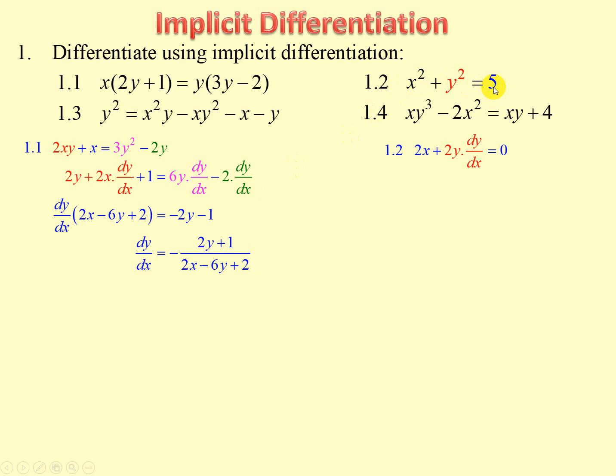Derivative equals derivative. So 2x plus, and of course this y squared has to be differentiated by chain rule, so outside function is something squared, so it's twice the something, times derivative of the inside, and the inside is y, so it's dy by dx. Derivative of the constant is 0. Solving for dy by dx, we get dy by dx equaling minus x over y.